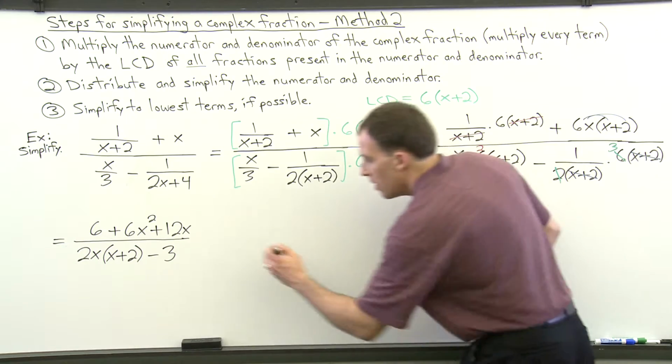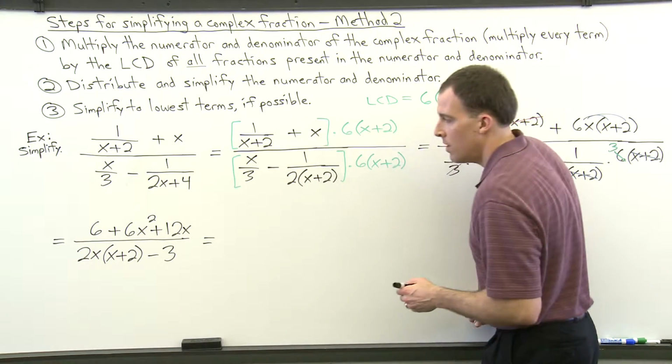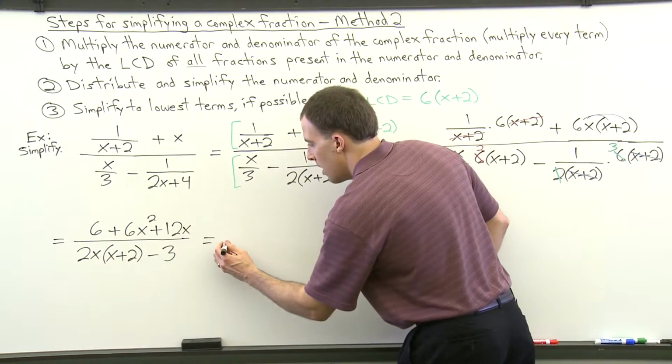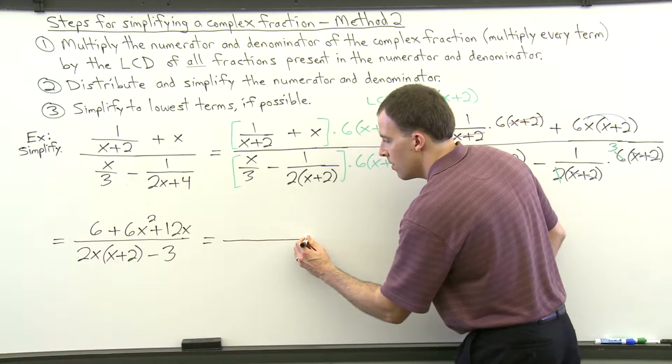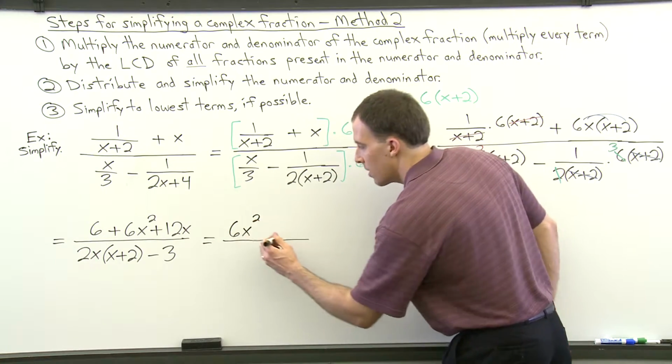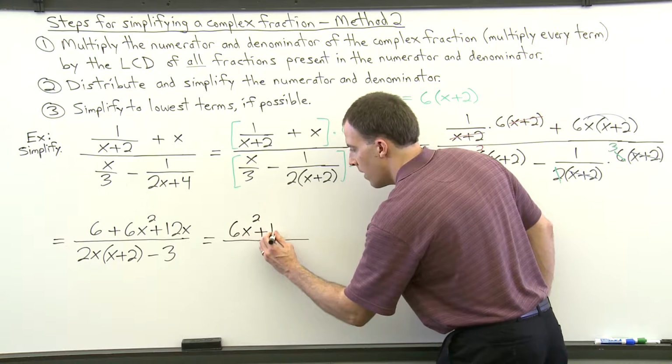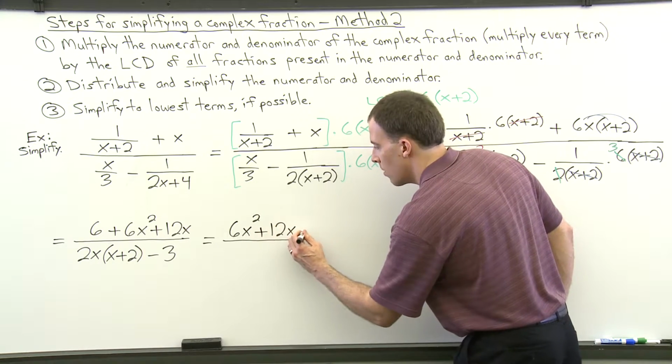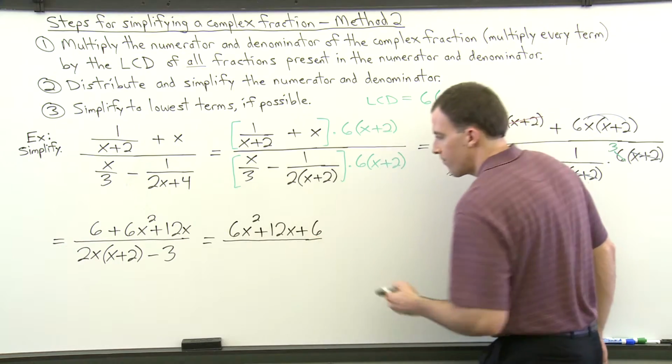And to proceed, let's see if there are any like terms that we need to combine in the numerator. I don't see any, but we can rewrite the terms so that they're in descending order with the highest power of x first. So I'm putting the 6x squared term first, and then plus 12x. I'm just getting the terms in descending order, and then plus 6.